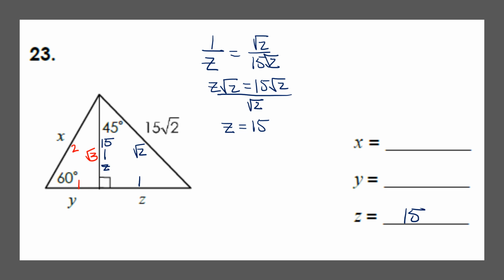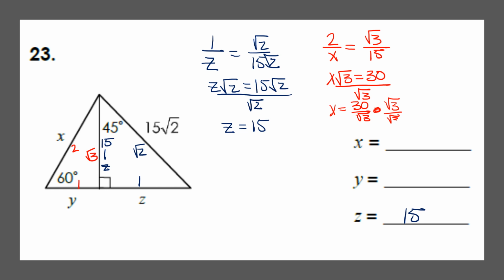So now if I wanted to find x, I could do 2 over x equals radical 3 over 15. So I'd actually have x radical 3 equals 30. I'd divide everything by radical 3 and I would get that x is 30 divided by radical 3. I'd multiply top and bottom by radical 3 and I'd get 30 radical 3 over 3. Then if I go ahead and divide 30 by 3, I get that x is equal to 10 radical 3.